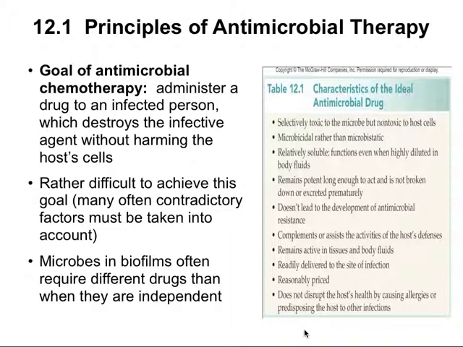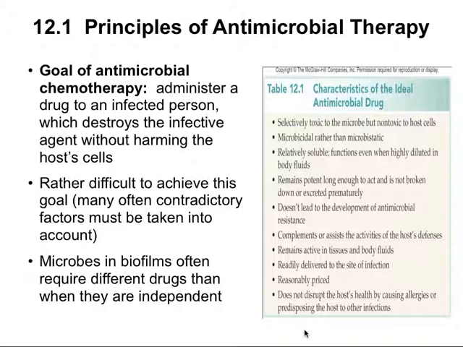Many, often contradictory factors need to be taken into account. And microbes and biofilms often require different drugs than when they're living independently. Over on the right here, there's a figure that summarizes what an ideal drug should be. First, it should be selectively toxic to the microbes, but not toxic to the host cells. We would like it to be microbicidal rather than microbistatic. Relatively soluble, so that it functions even when it's highly diluted in body fluids. The ideal drug should remain potent long enough to act and not become broken down or excreted prematurely.